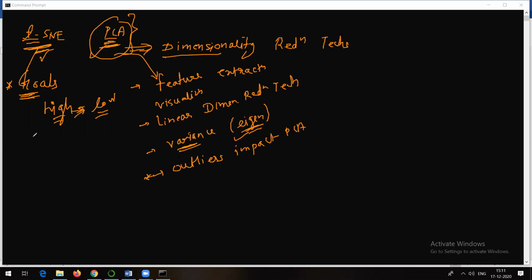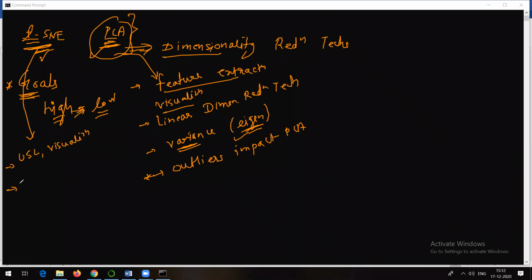Now if you talk about t-SNE, it's also unsupervised. It makes use of unsupervised learning. It is a randomized algorithm used only for visualization, whereas PCA is used for feature extraction as well as visualization. That's the basic difference between t-SNE and PCA.